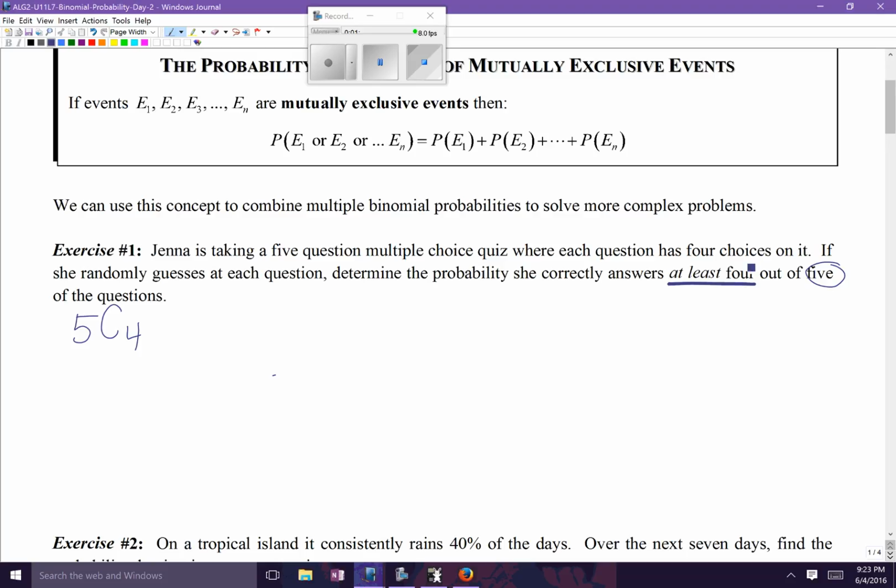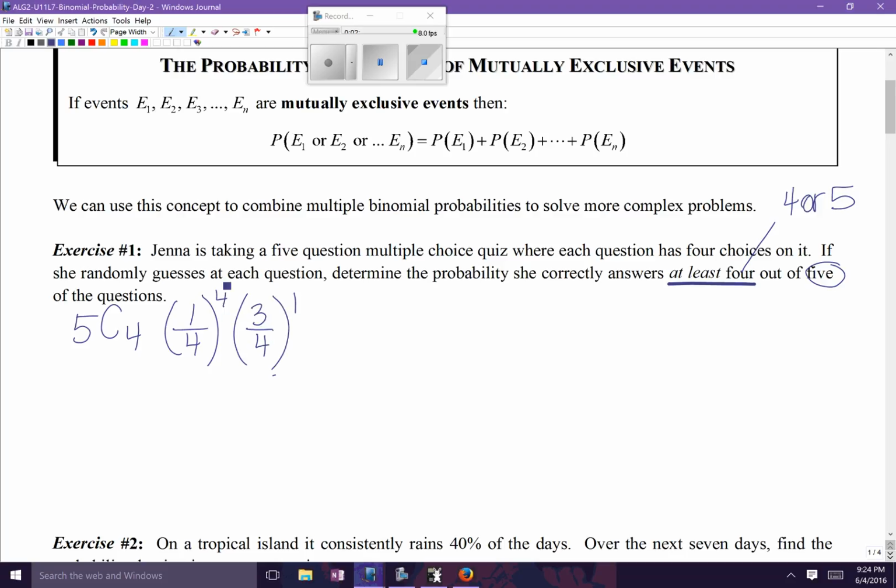So at least 4 means I could have 4 correct answers, or what else could I have? I could have 5 correct answers, right? Because at least 4 means 4 or more. Since there are only 5 questions, I can't get 6 questions correct because there's only 5 questions on the test. So the probability of me getting 4 questions correct out of 5 trials, well, what's the probability of getting a question correct? Well, there's 1 correct answer out of 4 choices, and I want this to occur 4 times. The probability of me getting an incorrect answer would be 3 out of 4.